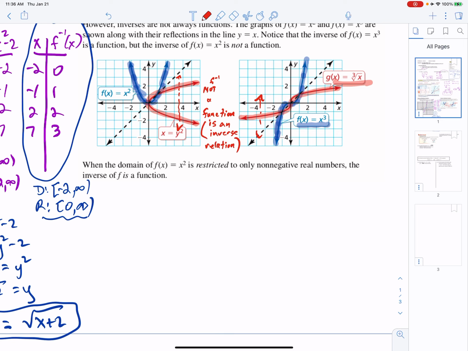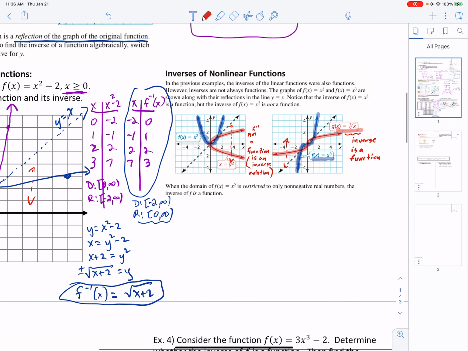So this inverse is a function. And so we're going to look at, well, how do I know? If I look at the original problem, so if I look at the x squared, if I look at the x cubed, how would I know to expect if its inverse is a function or not? And that's on this next page.